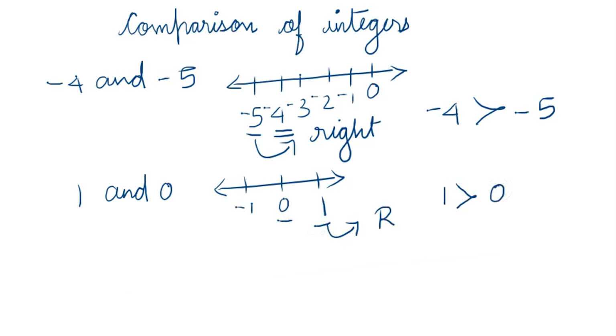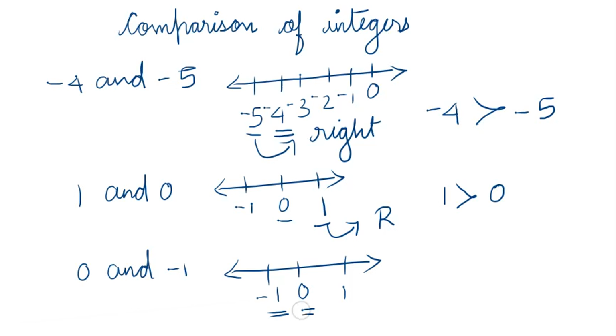Let us check another example where you have 0 and -1. Okay, so 0, 1 and minus 1. So we are going to compare minus 1 and 0. Which is on the right hand side? 0 is on the right hand side. So 0 is greater than minus 1.